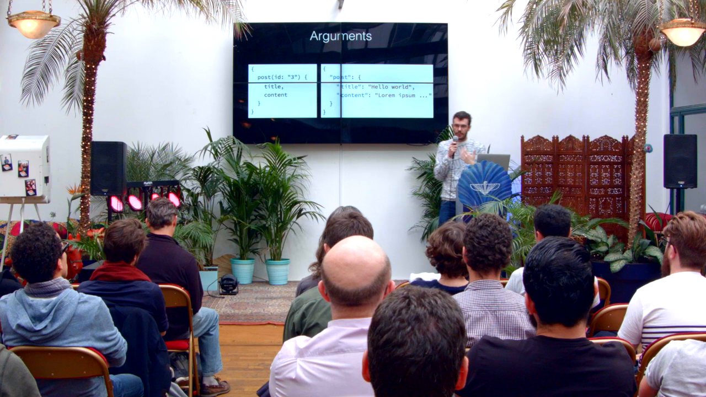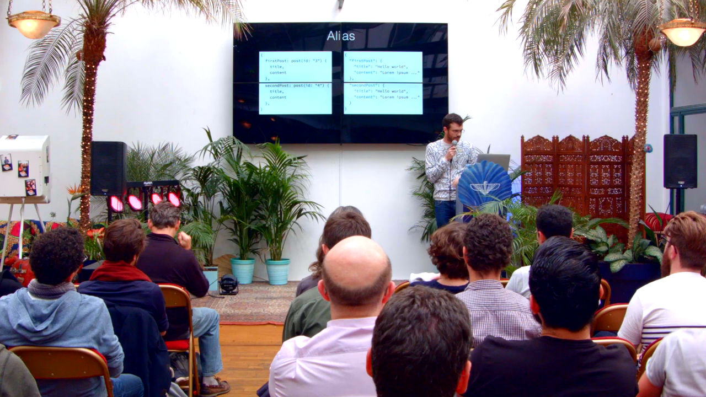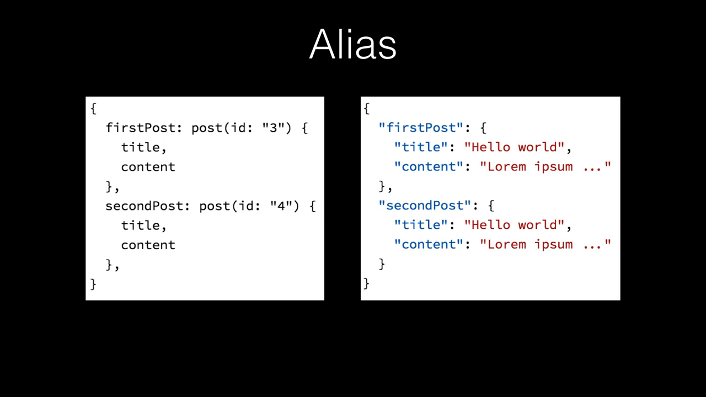So GraphQL field can have some argument. Here, I'm asking for the post with ID 3. And GraphQL give me my post with the title and the content. You can alias your field, which is pretty cool when you have to call multiple type a field with different arguments. So here I want a post with the ID 3 and the post with the ID 4. And I name them first post, second post, and GraphQL give me my answer.